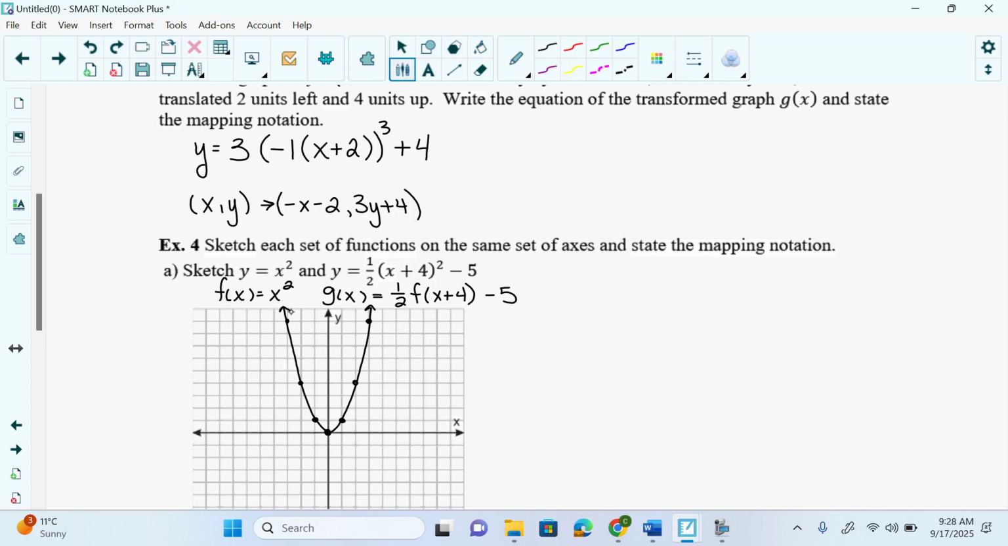So how could I move that graph if they had just told me that this was f of x? If they just said this is f of x and now g of x does that, draw g of x, what would you do? You can't type it in your calculator, so you'd have to use mapping. Yes. Good job, Ian. Okay, so we would have x, y becomes, this affects my x's, it's 4 to the left, so I'm going to go x minus 4. And my y is going to be 1/2 y minus 5.